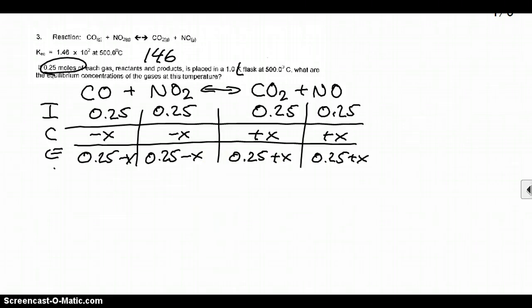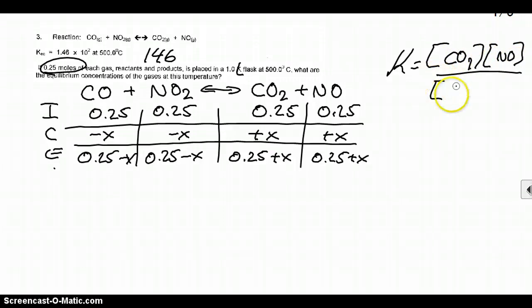Okay, we're going to enter this into our equilibrium expression. Now, the equilibrium expression, remember, is just products over reactants. Now, the products have the same concentration and the reactants both have the same concentration: 0.25 plus X for the products, 0.25 minus X for the reactants.